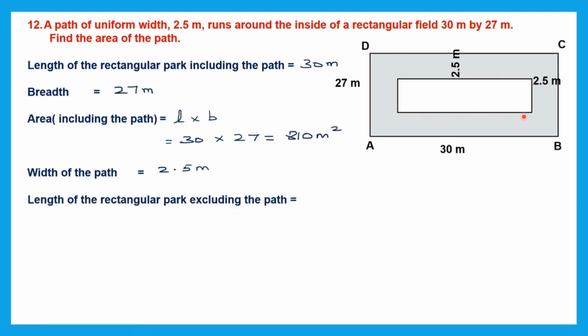Okay, so this is the length. Now we have to leave out these two. So what is that length? Because we have not been given this length. We have only been given the width. So this 2.5 meters is only the width of this path, but we don't know the measurement of this rectangle.